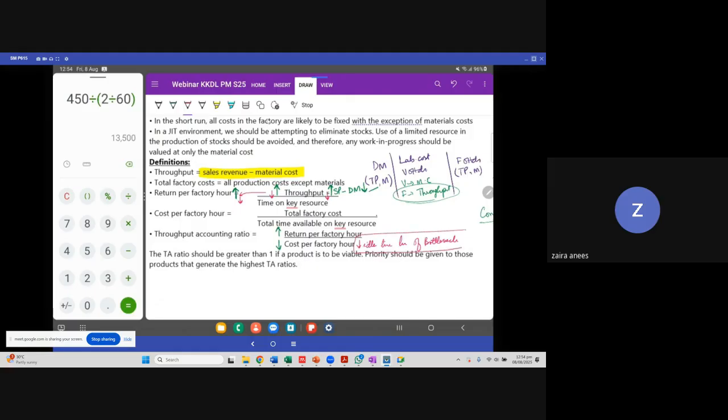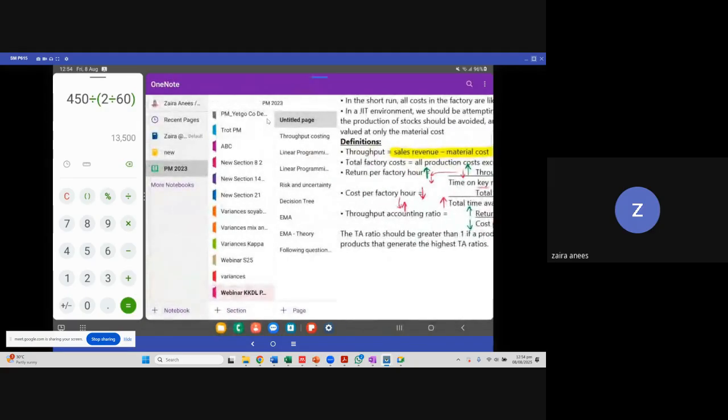Sorry. It's this one. If you reduce the idle time hours, it will increase the time available on key resource. If it increases the time available for key resource, your cost per factory hour will reduce. And when your cost per factory hour will reduce, it will increase your throughput accounting ratio. So this is something which you need to understand, what is going to create what impact on throughput accounting ratio. This is also something which is generally asked in the examination, right? So that's I think the end of throughput costing.